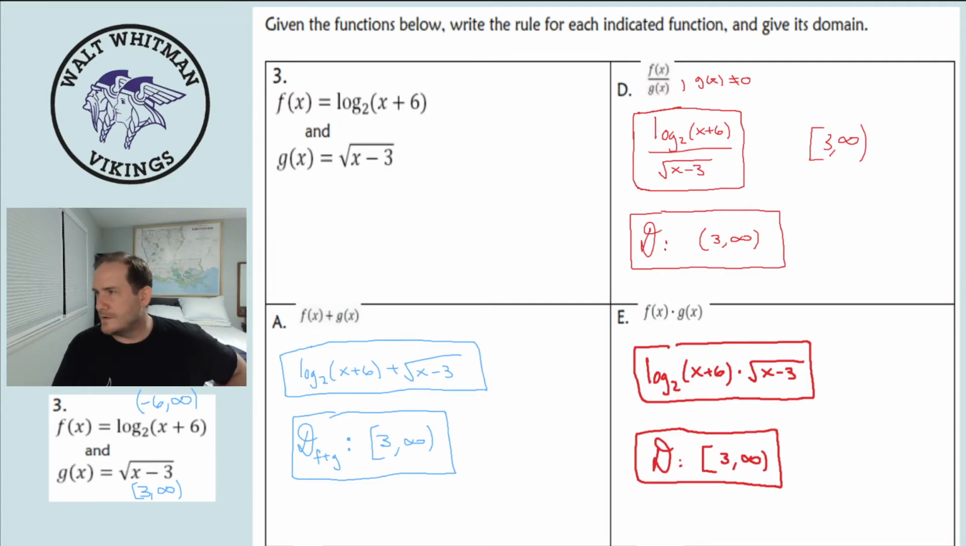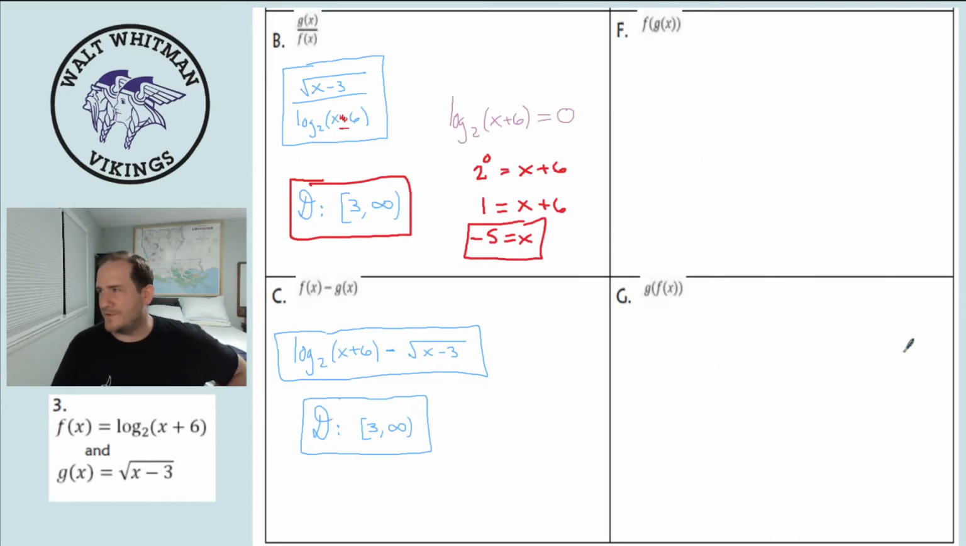Then let's go to the two compositions. See how this changes things. So with function f as our outer function, we're getting log base 2 of x plus 6, where x really becomes the radical function, so root x minus 3. And we can't simplify that. So as far as function rules go, we're done.